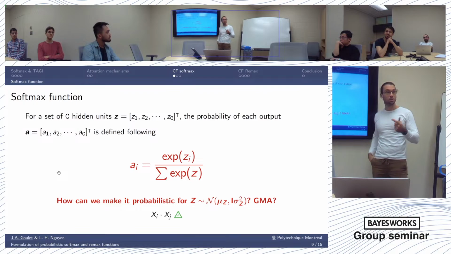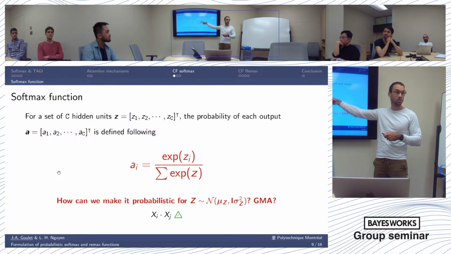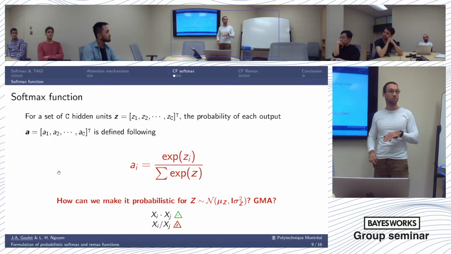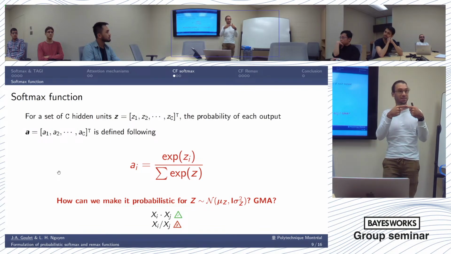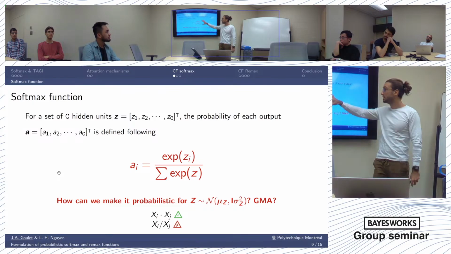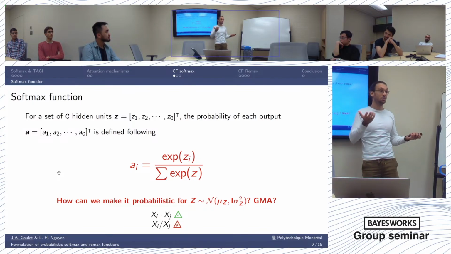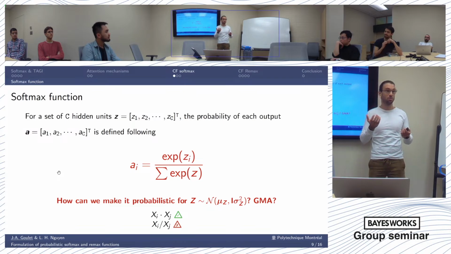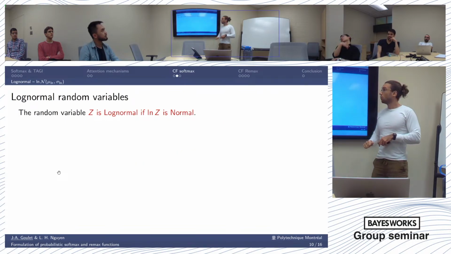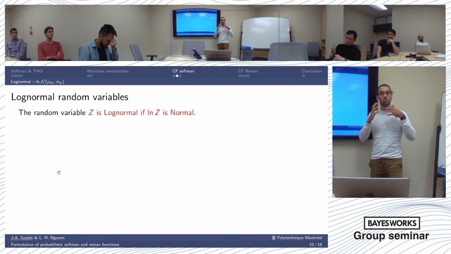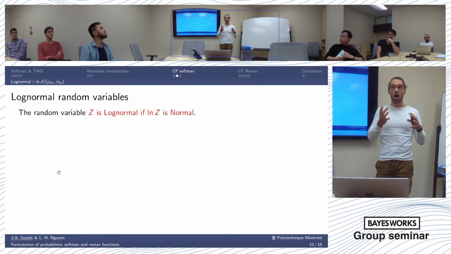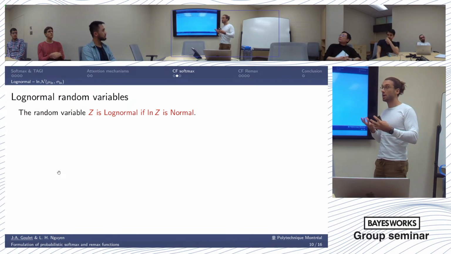Because with GMA, we can make the product of random variables, right? But here we need to have a division. And GMA cannot do division. We can only do product. Okay? Now what we need here is to divide two quantities. And GMA cannot be applied there. We tried it, doesn't work. Okay? So what we're going to try instead is to leverage the property of log normal random variables.